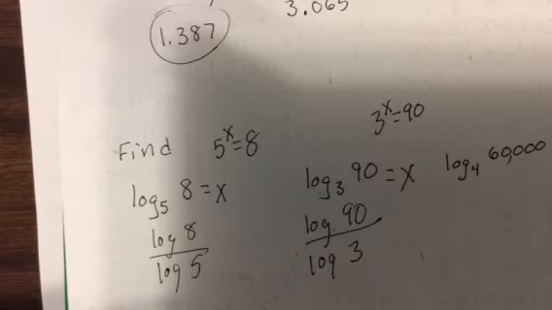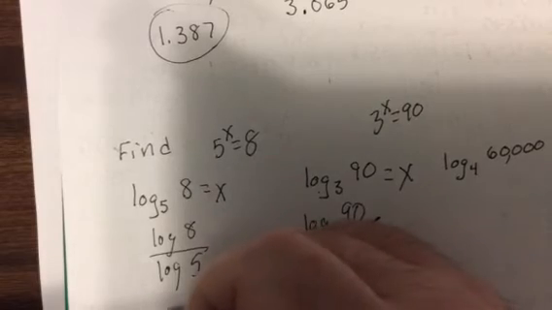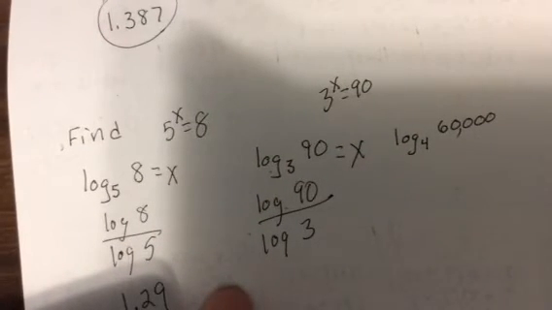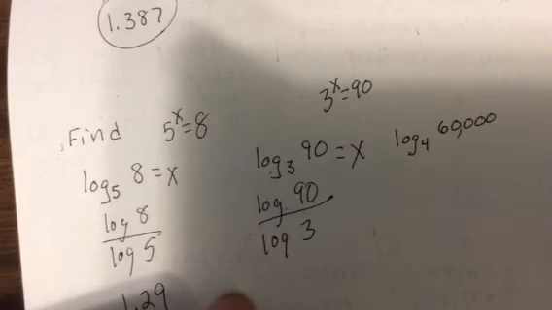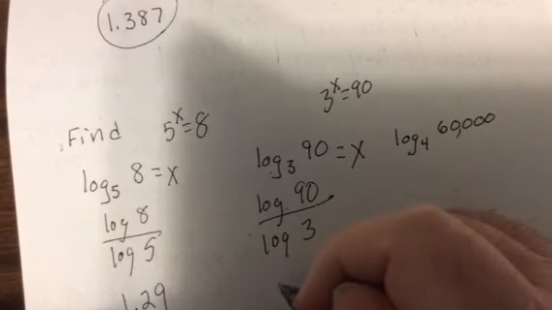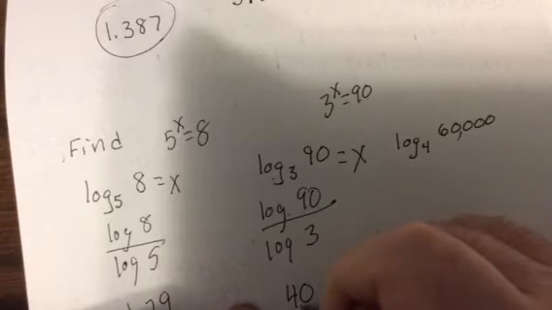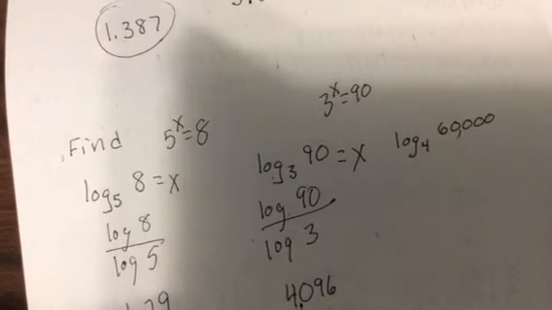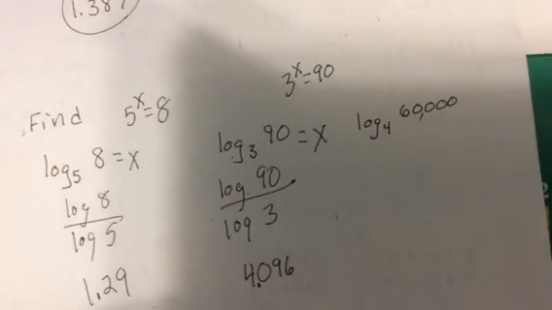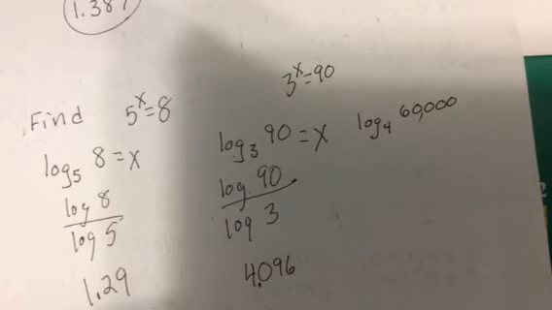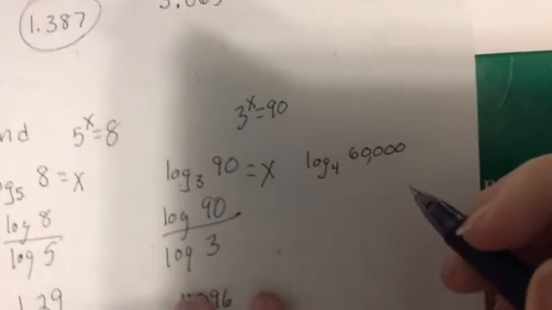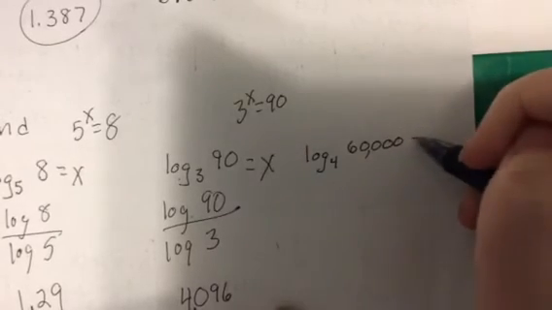So let's see. It's 8 log divided by 5 log equals 1.29. I like when you round to the hundredths myself. Then 90 log divided by 3 log. So again, I'm using an old calculator. But if you're using Desmos, you would just go log 90 divided by log of 3. Then we have, again, set it equal to x.